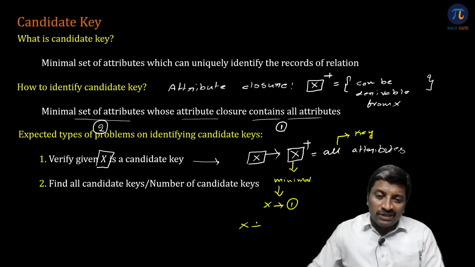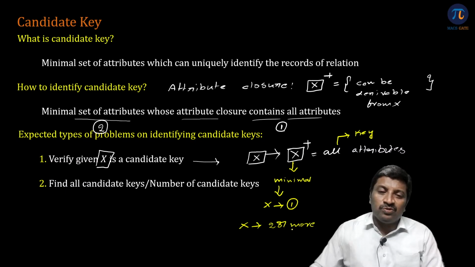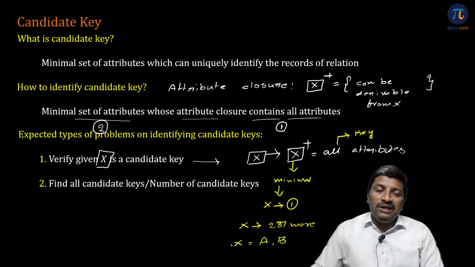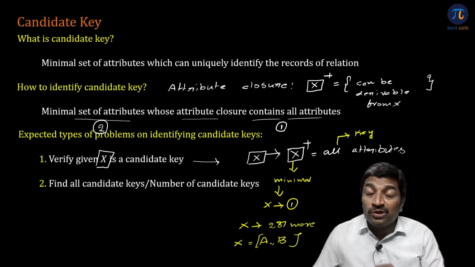Now suppose X is having two or more attributes. Let us suppose X is having two attributes, A comma B. Then if I want to say X is minimal, A should not be a candidate key.